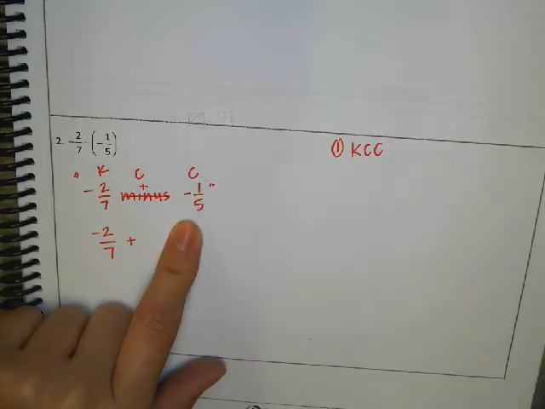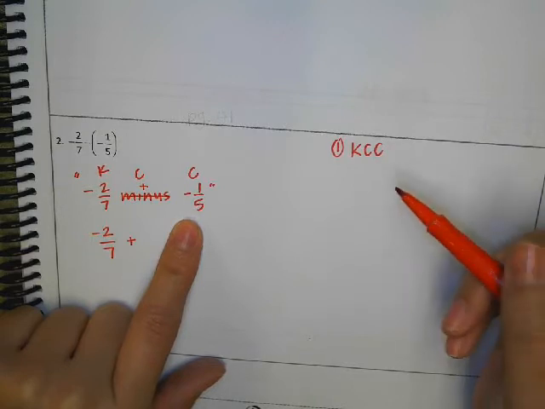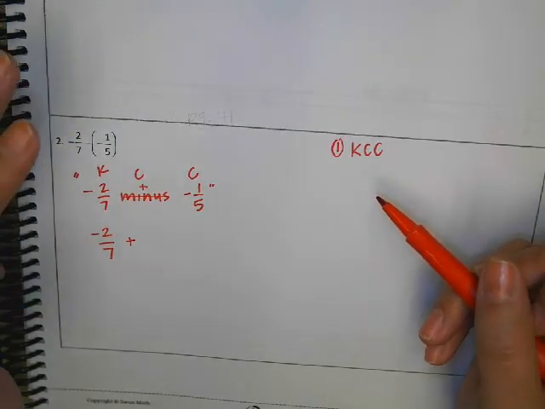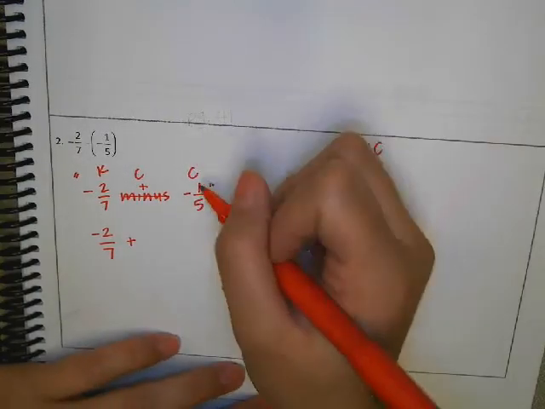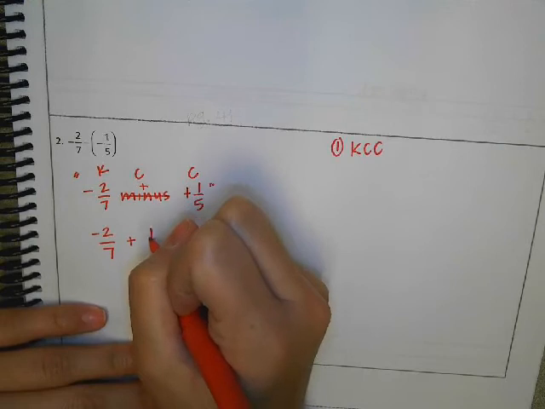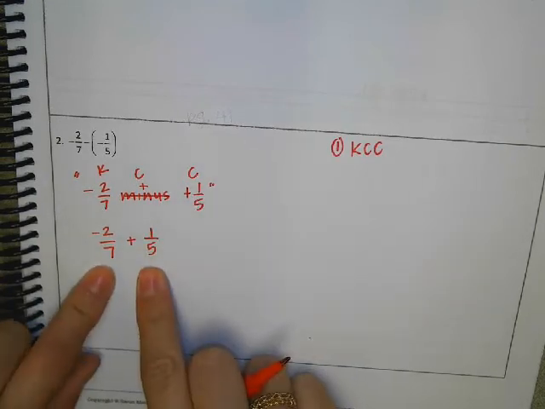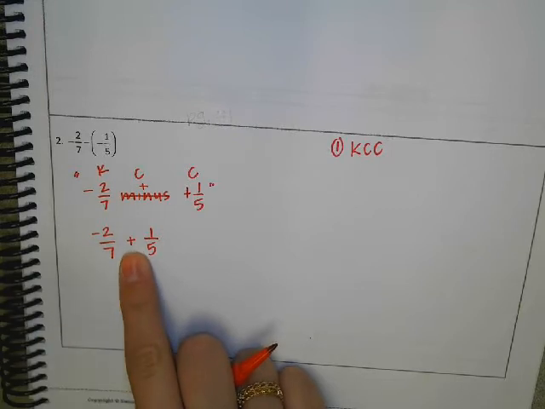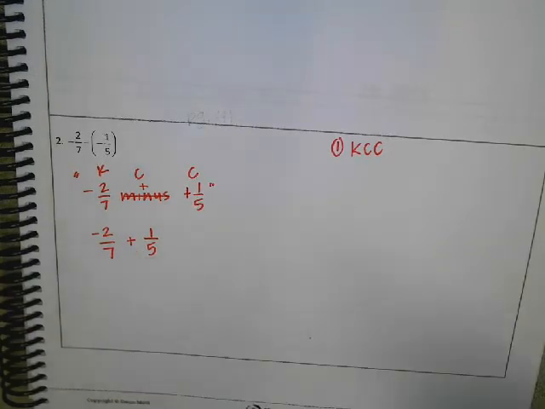So it's the same steps for keep, change, change, where you keep the first term the same, change minus to addition, and change that second term to its opposite. So the opposite of negative 1/5 is a positive 1/5. Okay, now I have my addition problem, just like the previous lesson. So we're just going to use those same steps that we did in our problem of the day.